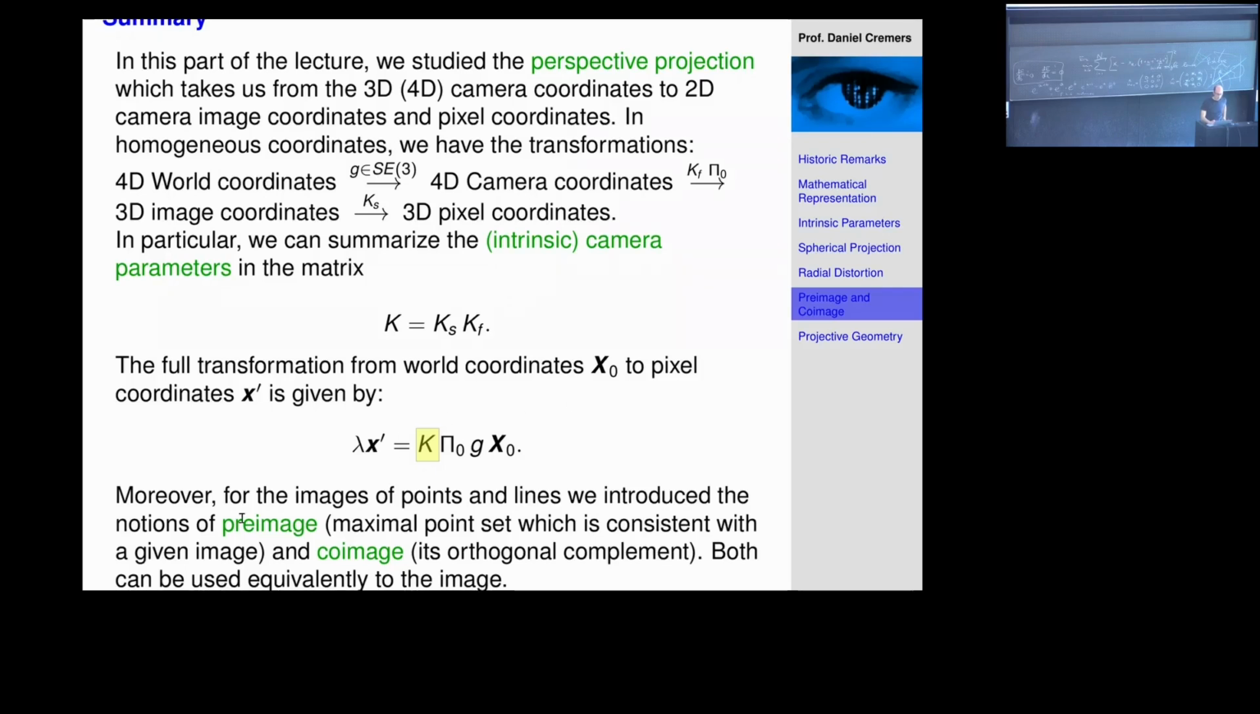And we talked about this notion of pre-image as being the maximal point set which is consistent with a given image, and the co-image is the complement of the pre-image. As we saw, both the pre-image and the co-image can be used equivalently because you can compute one from the other.